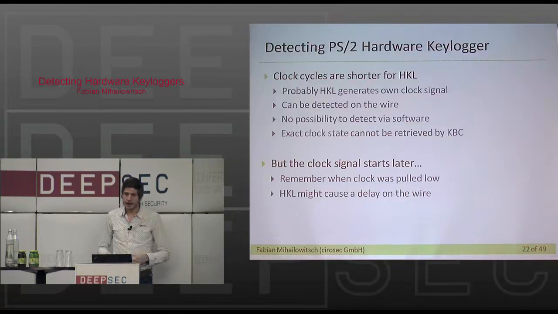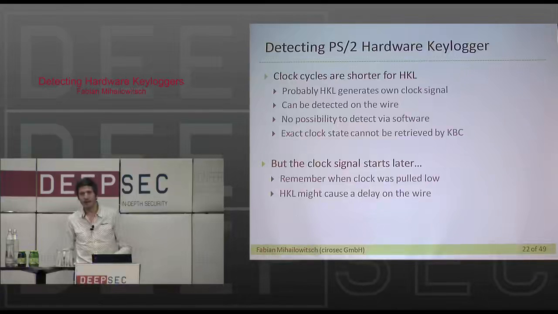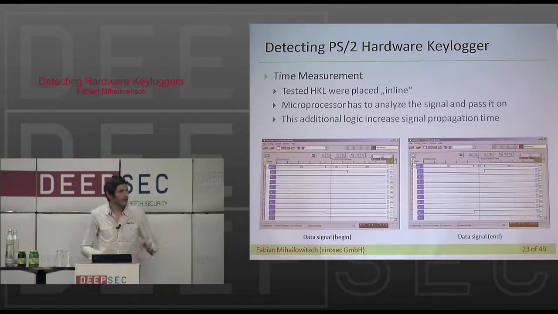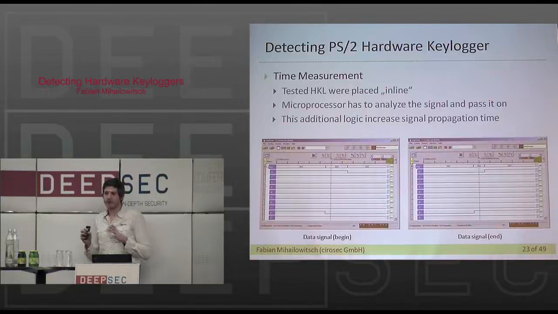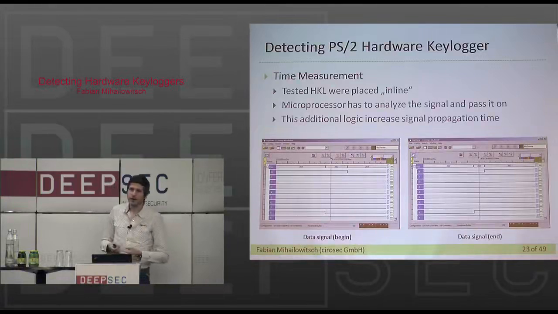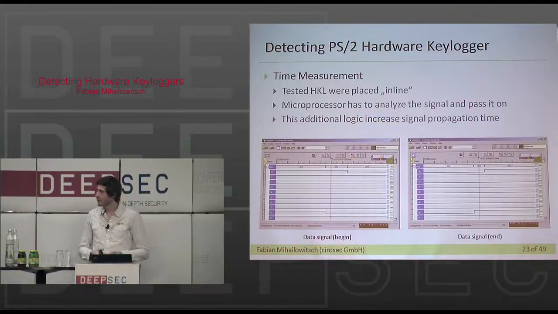And like you can already imagine, if you say, I want to detect hardware keyloggers, every guy says at first, hey, try to do it with timing. And so we saw there's a delay, and yeah, maybe try that timing approach. So since the hardware keyloggers, like I said, are placed in line, the microprocessor has to get the signal, process the signal, write it to its memory, write it back, and send it to the client. And this additional logic that is introduced increases the signal propagation time.